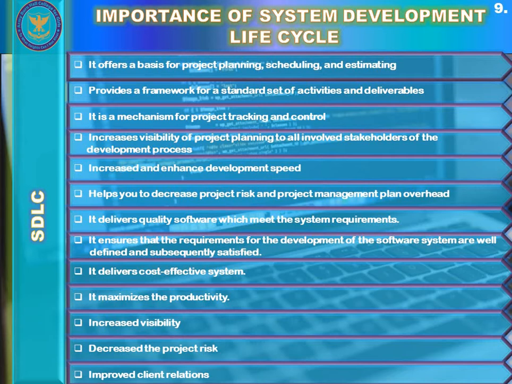Likewise, many other examples. So another importance of system development lifecycle is that it increases the visibility of project planning to all involved stakeholders of the development process. Here the visibility means that the process of creating or developing a system or software is very transparent if a proper software development life cycle is being used. Means stakeholders like team members, stakeholders like customer, they get to know with each and every step or phase how much work is done.